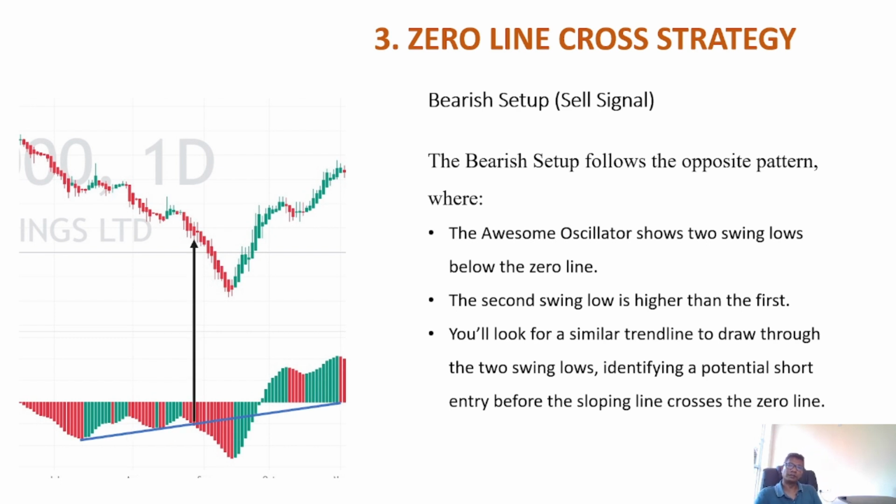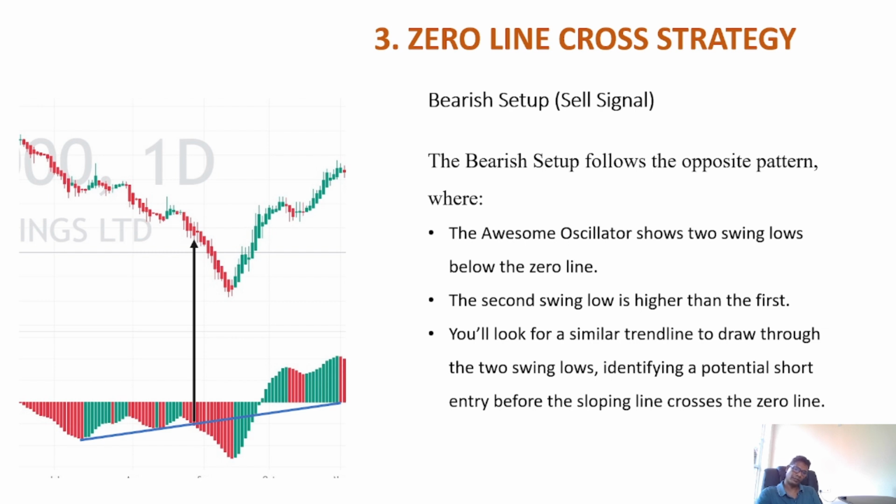As I told you earlier, this zero line cross strategy also has another aspect, that is the opposite pattern. For that, a few conditions need to be fulfilled. First, the Awesome Oscillator shows two swing lows below the zero line. It's a must. Second, the second swing is higher than the first. Third, you will look for a similar trend line to draw through the two swing lows, identifying a potential short entry before the sloping line crosses the zero line.